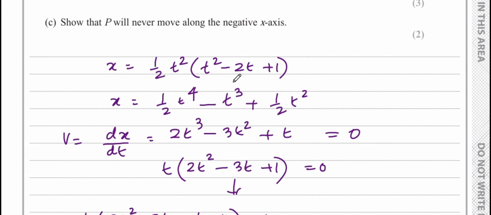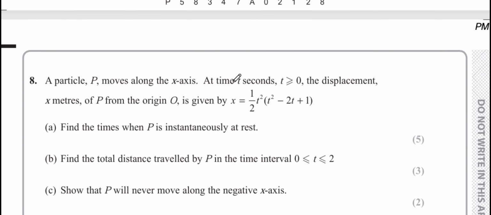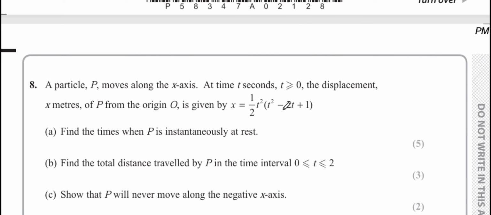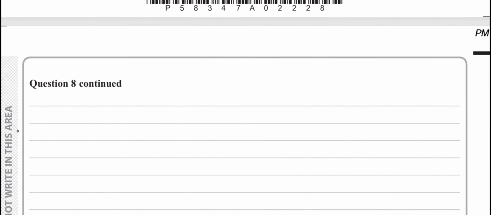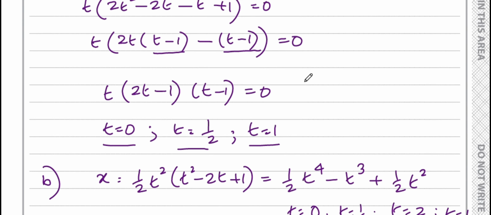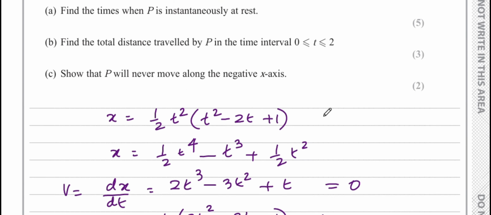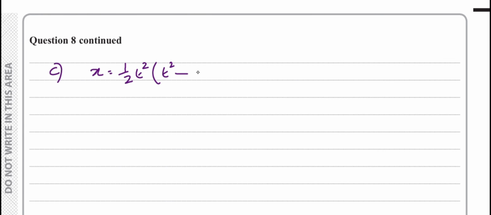Show that P will never move along the negative axis. So we have got this equation x is equal to something. The question asks us why x cannot be negative. So let's write out the equation once again. So part C. Okay, x is equal to half t square times t square minus 2t plus 1.